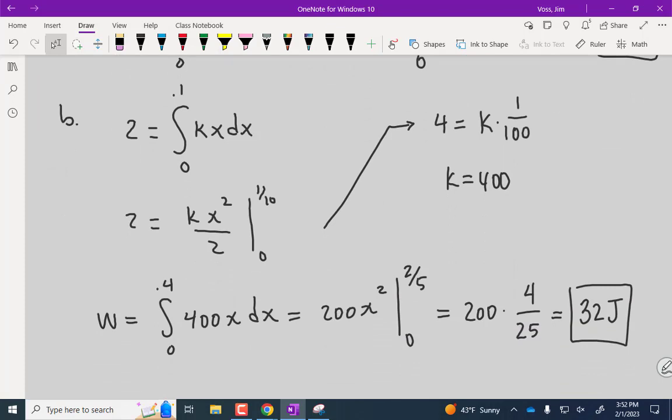Can we get to the pumping and lifting problems? Okay, so let's get to the pumping and lifting.